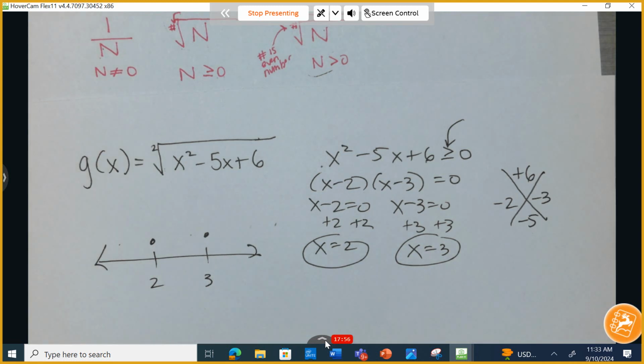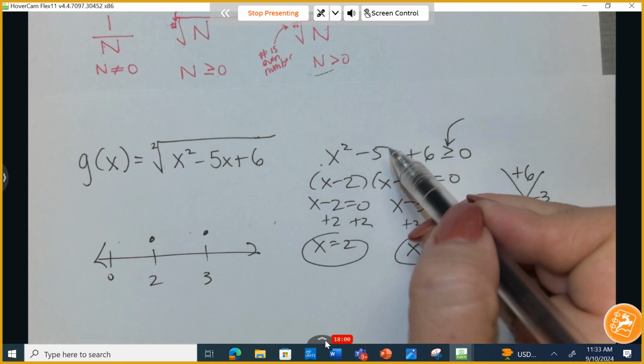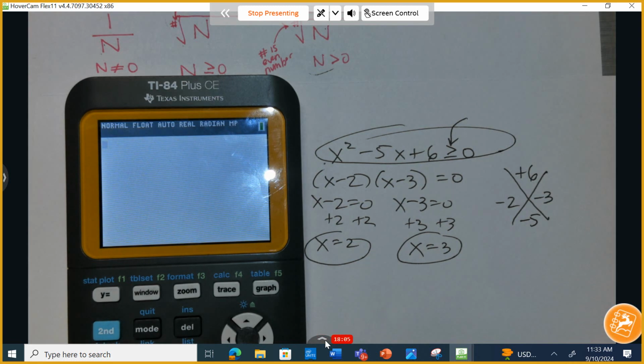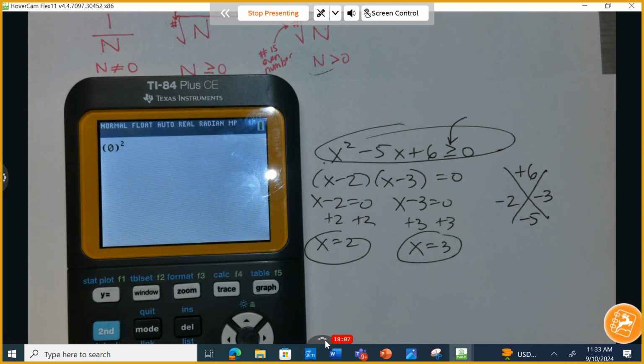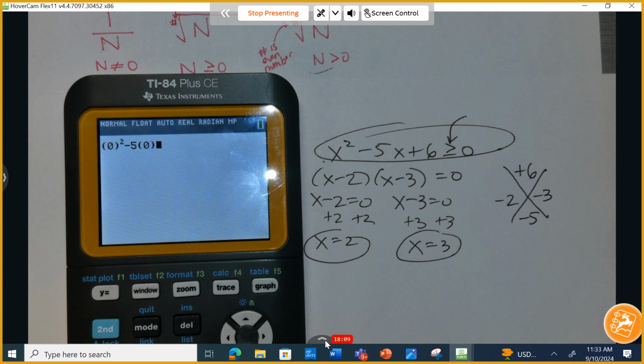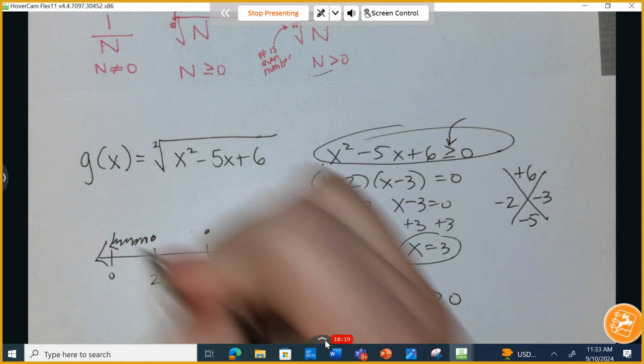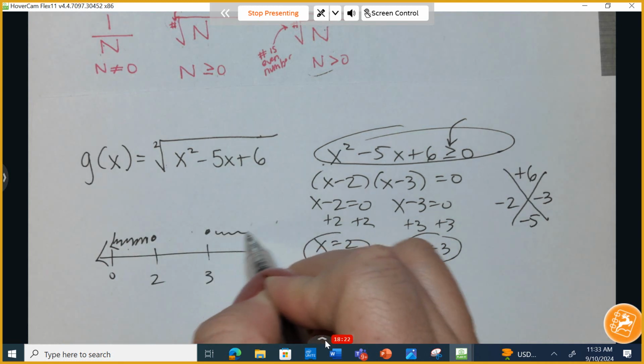So we choose any number. I'm going to choose 0, and I'm going to plug in 0 to see, does 0 work? This is what I'm plugging it into. Is this a true statement? So I grab my calculator, and I have 0 squared minus 5 times 0 plus 6. And I get an answer of 6. Is 6 greater than or equal to 0? It is. I chose 0. This worked. So I believe it's shaded here. It's going to be yes, no, yes.